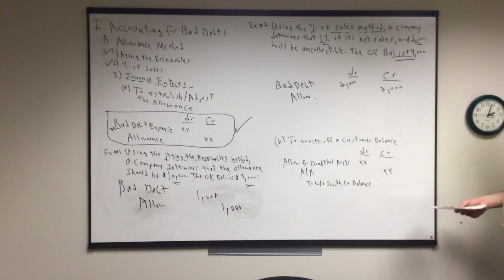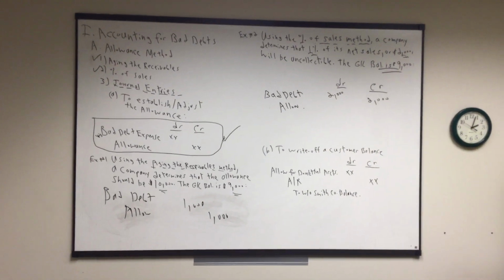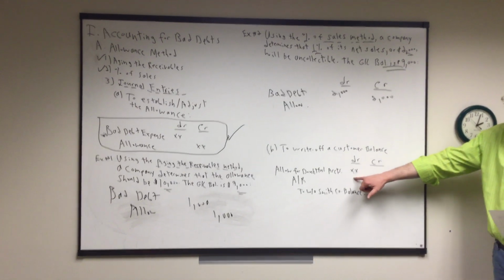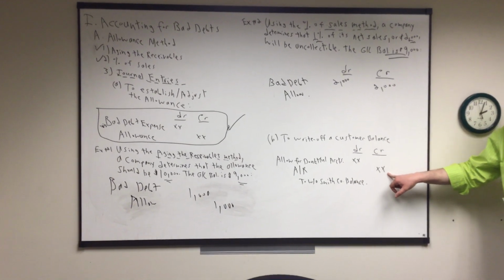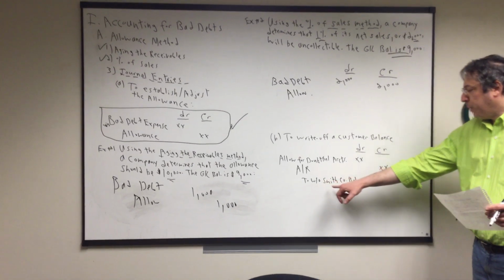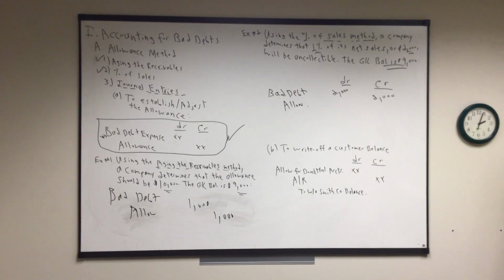The last journal entry I want to mention is the journal entry to write off a customer balance. And this is very easy. You debit the allowance for doubtful accounts and you credit AR for the balance that you're writing off. So for example, we're writing off the Smith Company balance. We debit allowance, we credit AR for whatever the balance is.